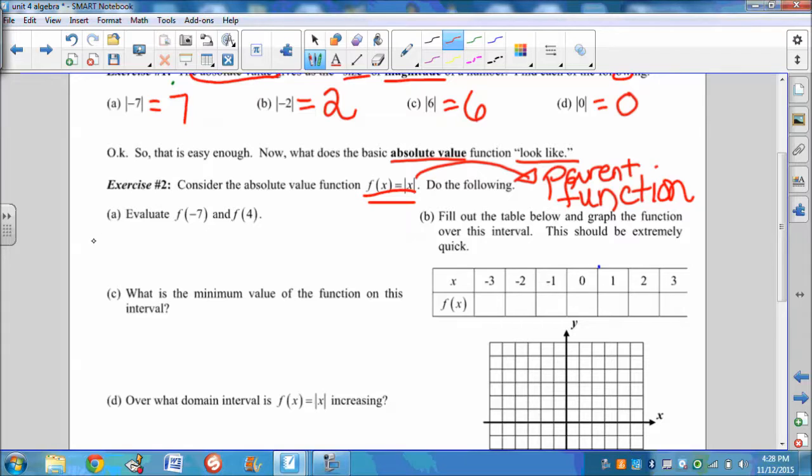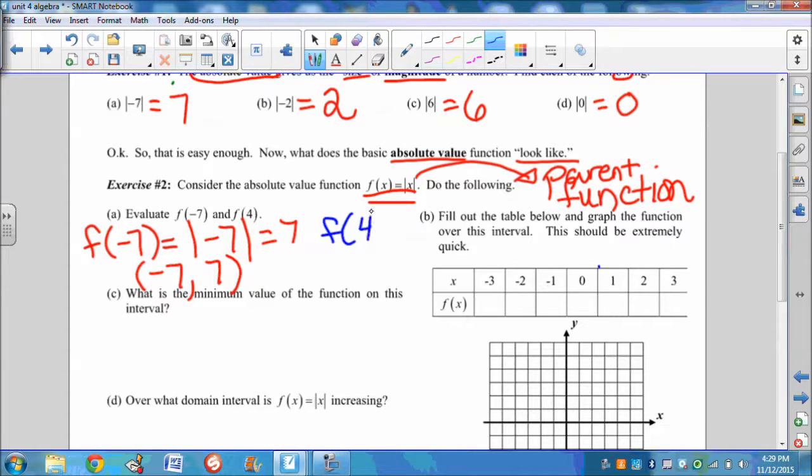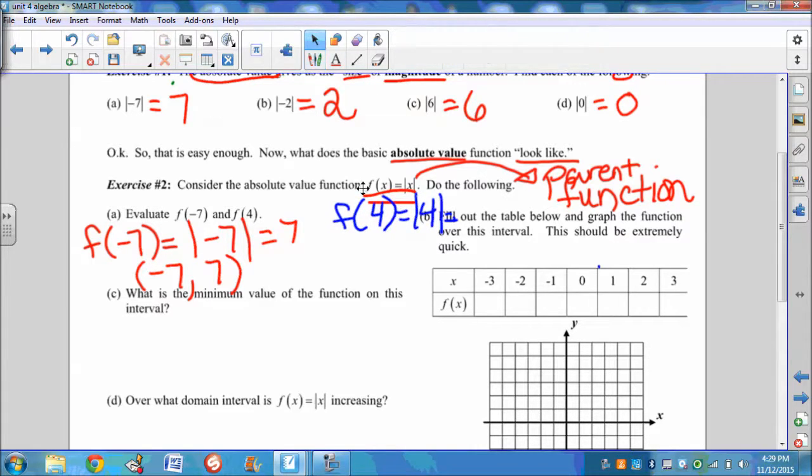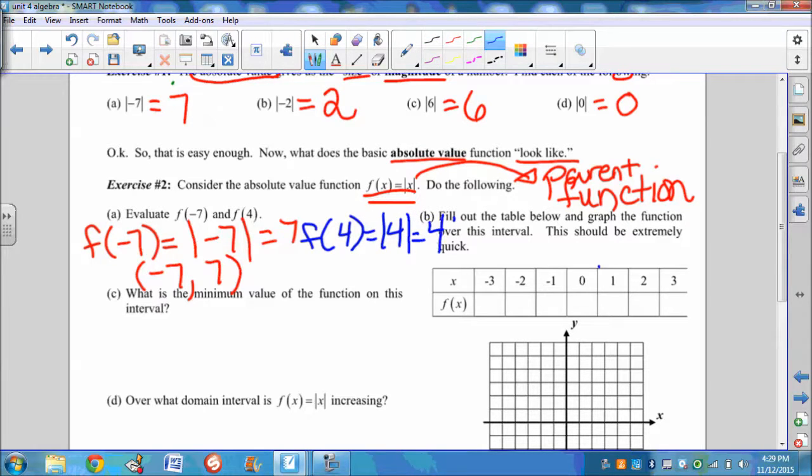It says evaluate f of -7. That means what is the absolute value of -7? We know that to be 7. So if my input is -7, my output is 7. Now what is f of 4? The absolute value of 4 is 4. So if I input a 4, I'm going to output a 4 from this absolute value function.